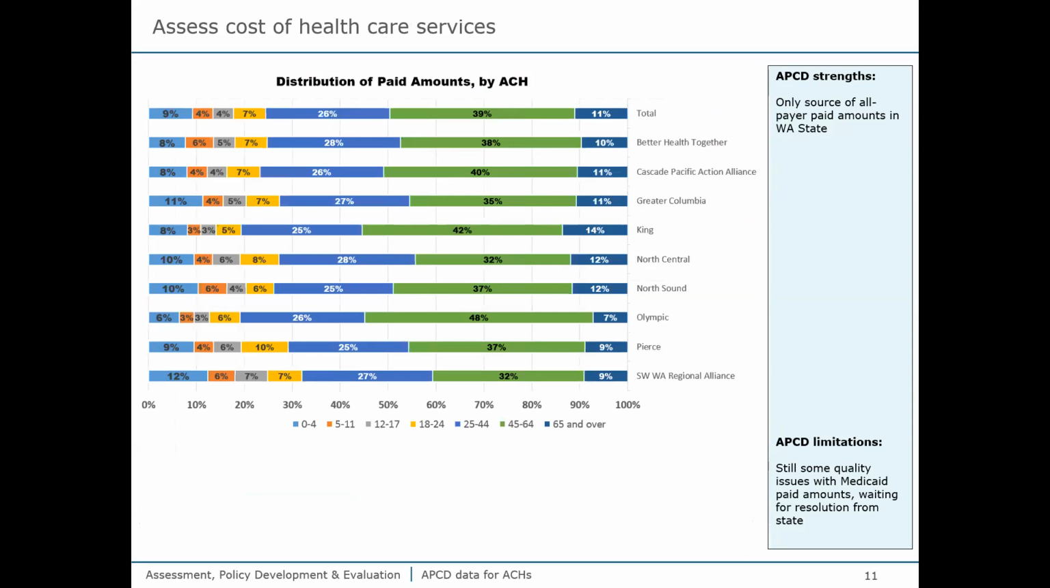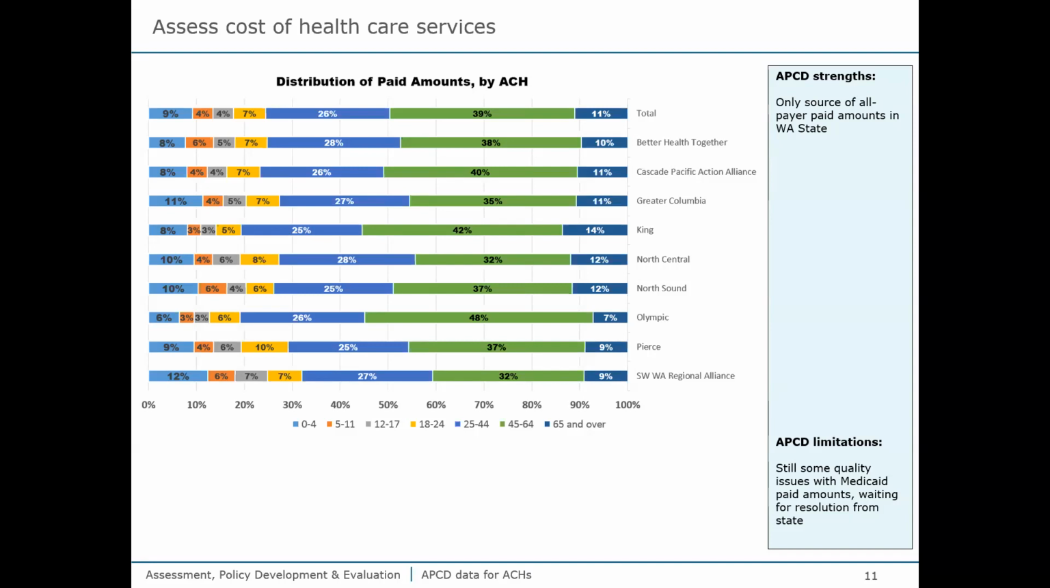No question on this slide, just a quick display of an early attempt to look at cost of care. This was before the Medicare fee-for-service data was in there, which is why it's a little bit skewed towards younger populations. Here, this is just looking at all of the healthcare services that are in the APCD for the entire state, broken down by ACH region, as you see. And then it asks the question, what are the costs of care, the paid amounts for services by age groups? You can see the age groups on the lower.